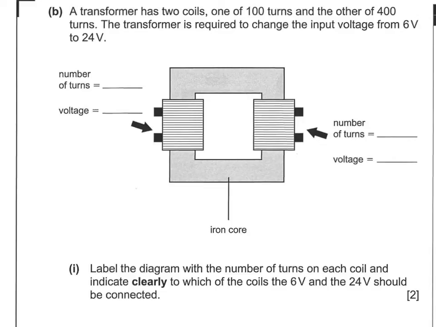So 100 turns is the smaller number and 6 volts is the smaller number, so they will be on the same side, the 100 and the 6, and the 400 and the 24 will be on the other side. Now I'm just going to assume that this side here is the primary and this side here is the secondary, but it'll not matter as long as you have them on the correct side. So we've got 100 turns on the low voltage side, 400 turns on the high voltage side, 6 volts going in, 24 volts coming out, and that's it.